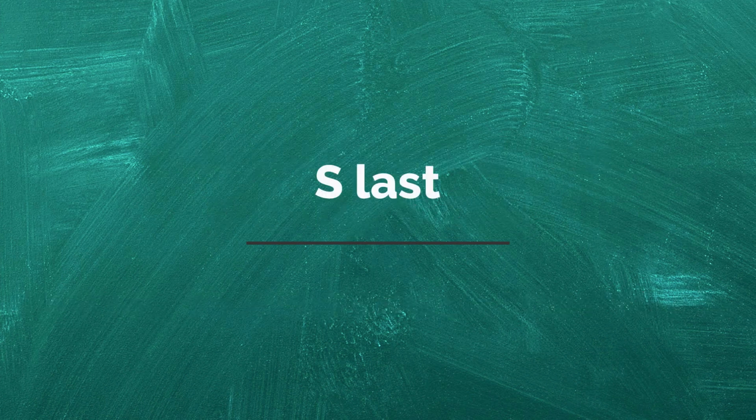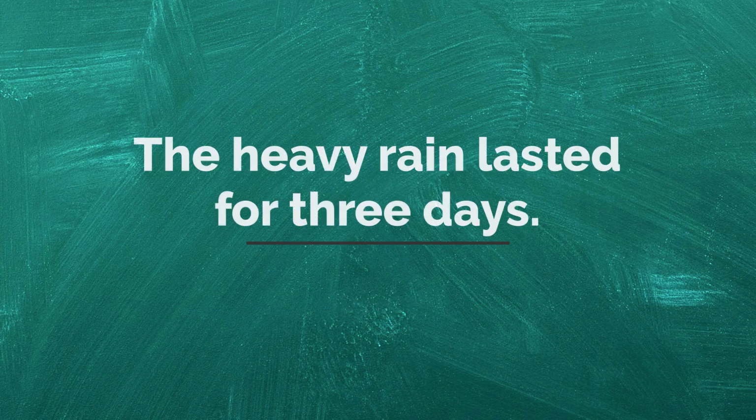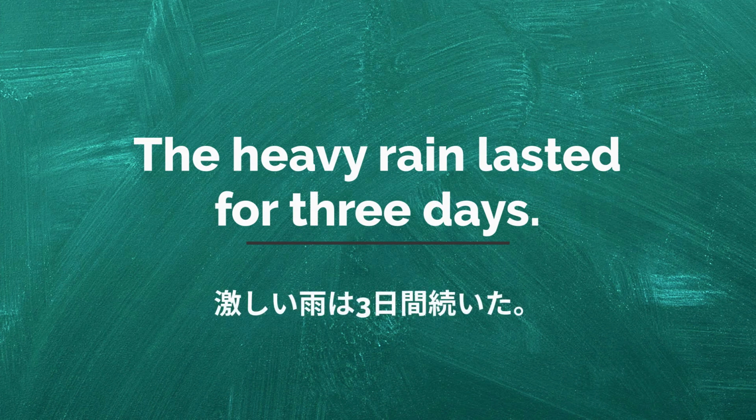S last. S は続く。 S last. The heavy rain lasted for 3 days. 激しい雨は3日間続いた。 The heavy rain lasted for 3 days.